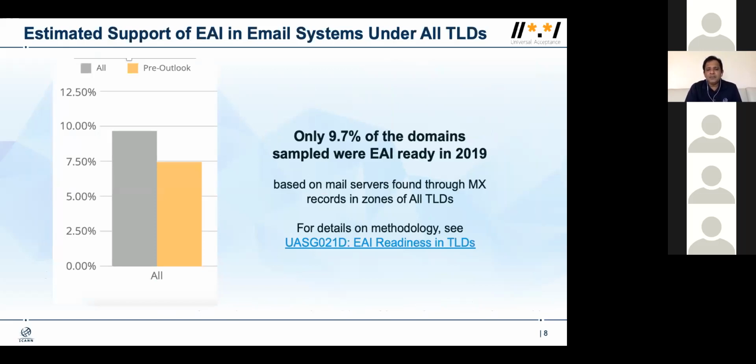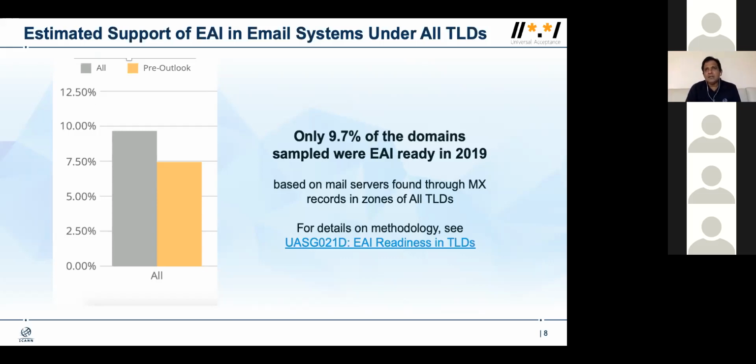Also, looking further at mail server support, because as you know, when we send emails, it looks at DNS and the MX records and then the mail servers. Considering these domains, we also see that less than 10% of the samples taken into consideration had mail servers able to support this. So from the mail servers' point of view, it is pretty low as well.